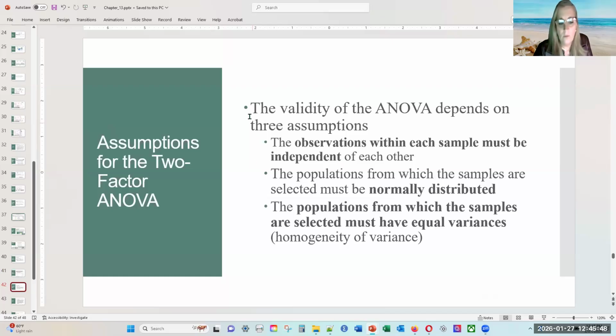All right. So some other assumptions that you should know about when it comes to factorial ANOVA: the validity of the ANOVA depends on 3 assumptions. Observations within each sample must be independent of each other, the populations from which the samples are selected must be normally distributed, and the populations from which the samples are selected must have equal variances, which is homogeneity of variance.